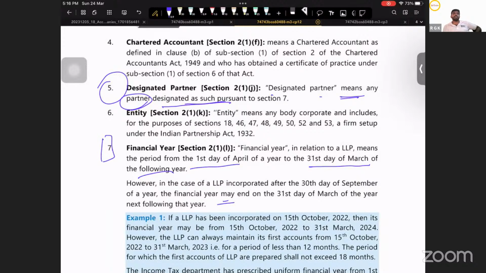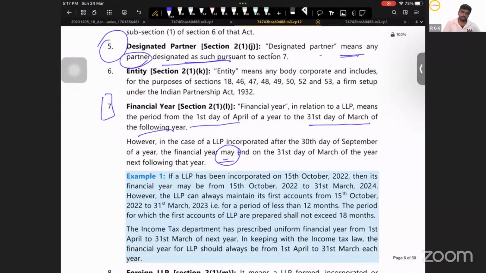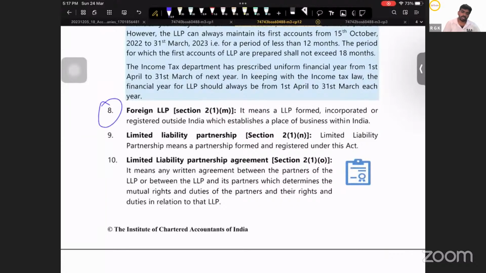That means if LLP is incorporated on say 30th November 2023, you can say that the financial year will end on 31st March 2025. Normally it should end in 24, but you can extend it till 25. That permission is there. So here it is may. This is also important to be kept in mind. The word used is may. Foreign LLP, as I said, means LLP firm incorporated, registered outside India, which has established place of business in India. That is also important.